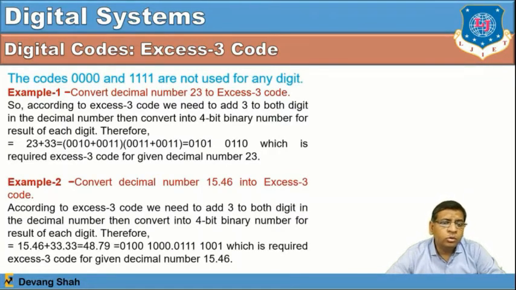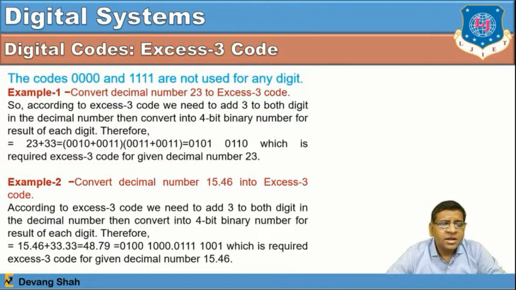You can also go through example number 2 and convert this decimal number 15.46 into excess 3, right? Again, for each digit you have to add plus 3. So 1 plus 3 is 4, 5 plus 3 is 8. So 48 dot, 4 plus 3 is 7 and 6 plus 3 is 9. So that complete number you can define as 48.79, and that individual digit you have to consider.